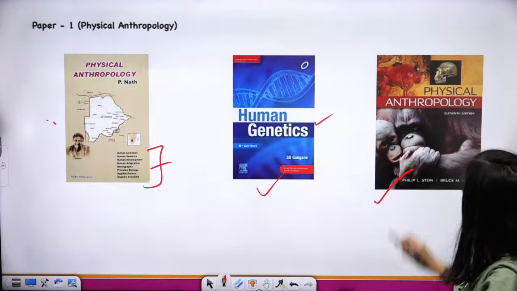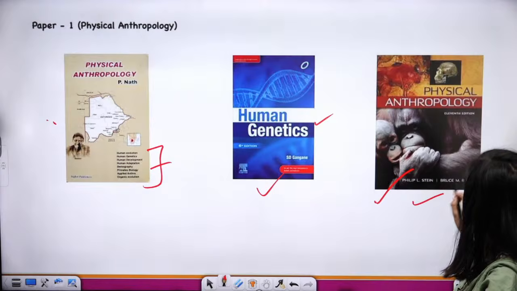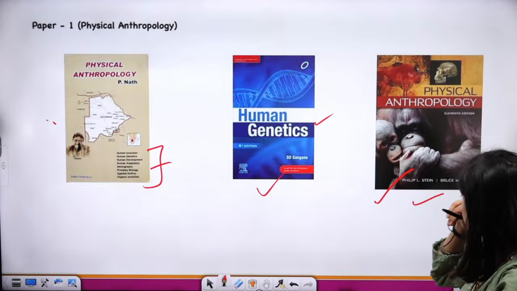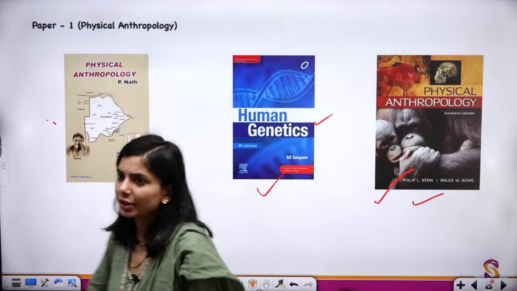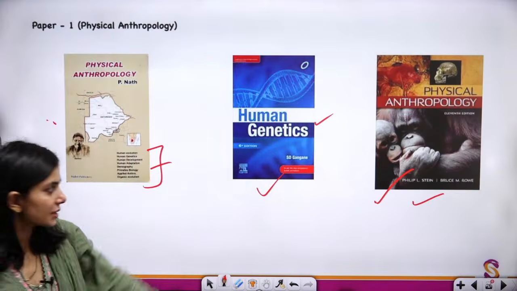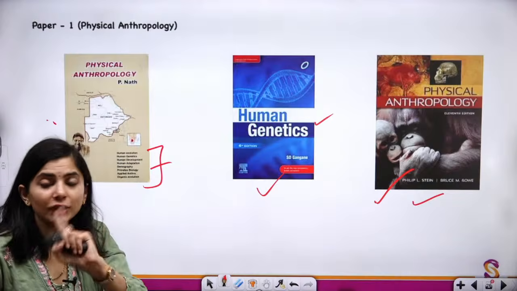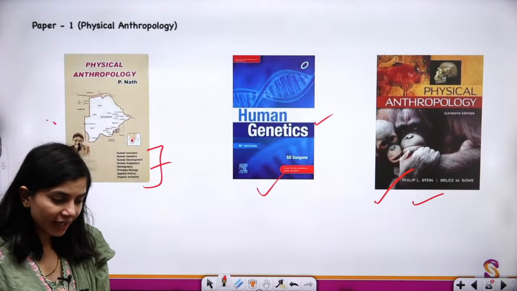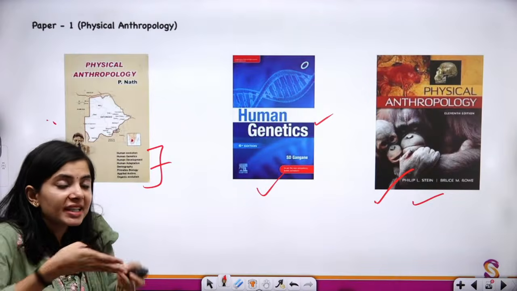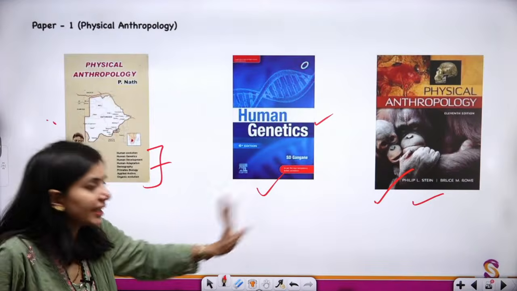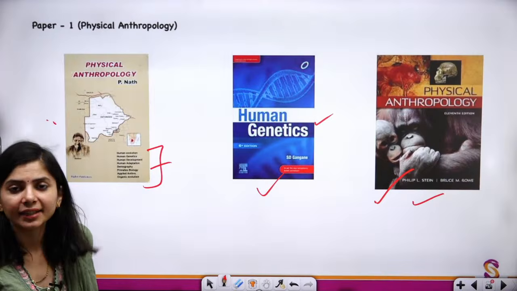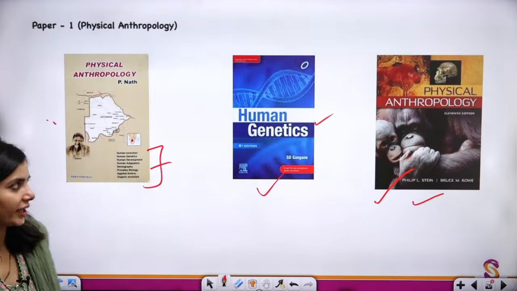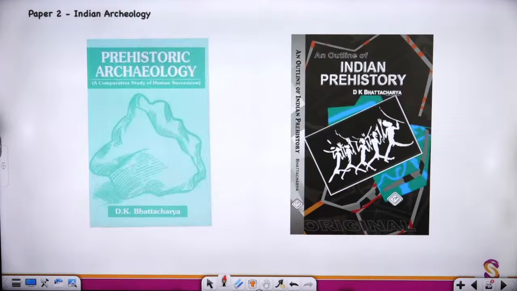Now next is physical anthropology, which is basically given by Philip Elstein. This is also a very good source, but it is a good source for a teacher, not for a student, because a student cannot spend precious time just reading the book. What you need to do is study it, you don't need to read it. Okay, fine. Next is Indian archaeology.